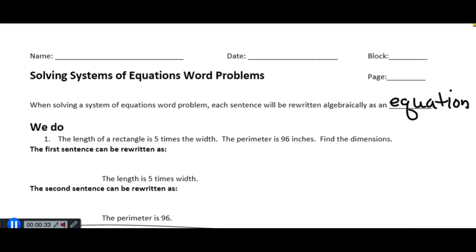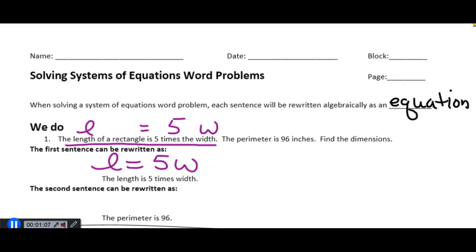First one says the length of a rectangle is 5 times its width. So that first sentence right there is going to be able to be translated into an equation. If you think back to Unit 2 when we did translations, we're pulling on that skill. So length of a rectangle is, we know that's equals 5 times the width. So there we go. Length is 5 times the width.